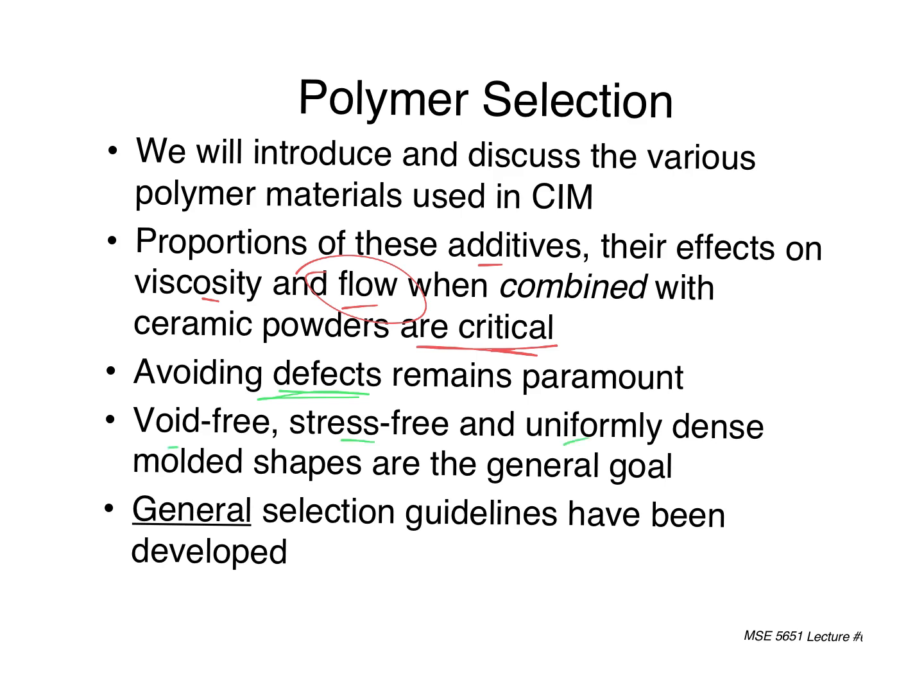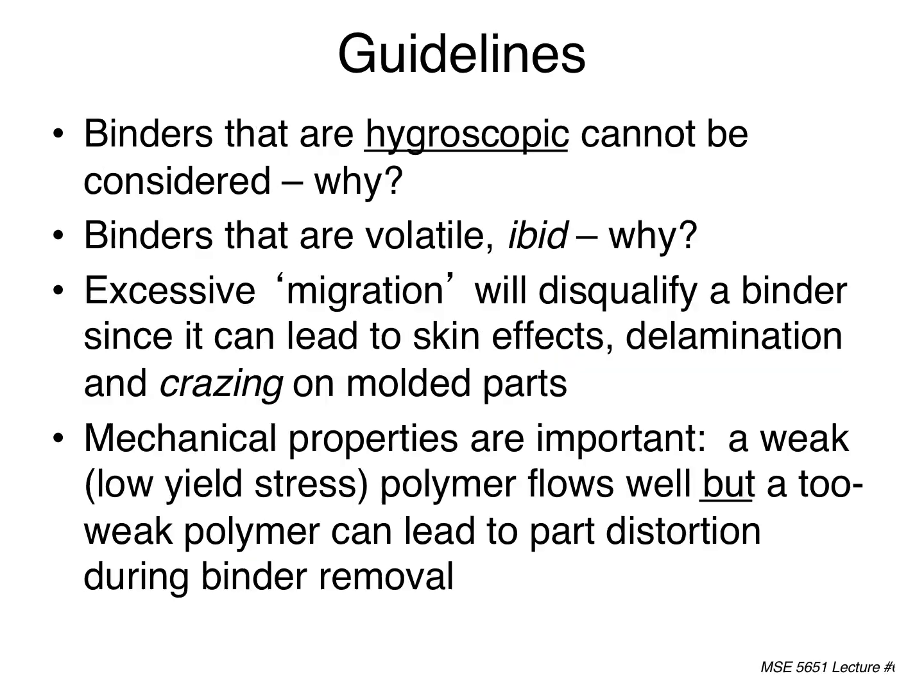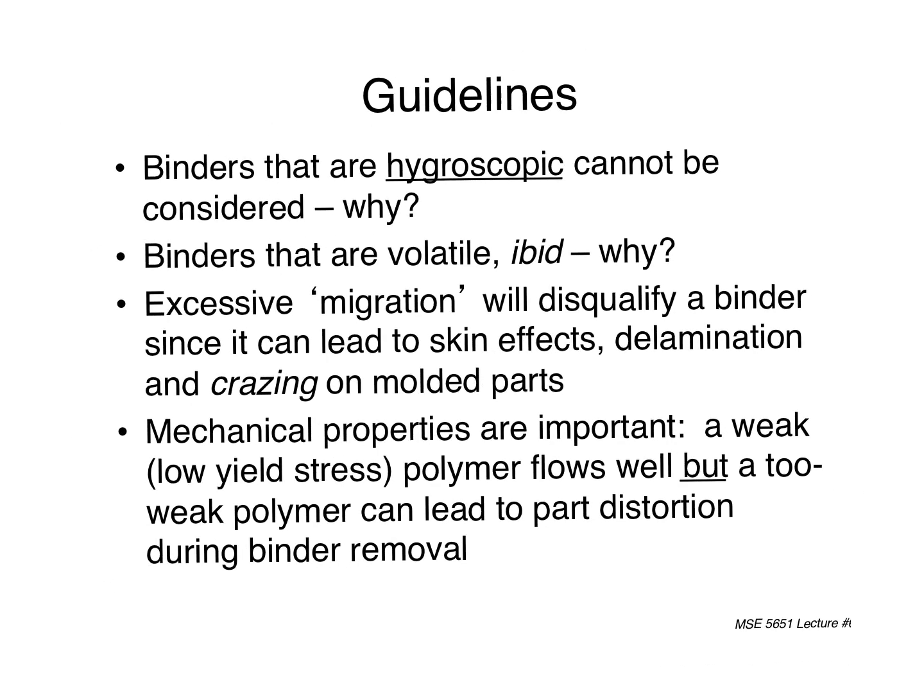Void-free, stress-free, uniformly dense molded shapes are still the ideal goal. And general selection guidelines have been developed, but a lot of it's trial and error involving the process. And so, as you'll see at the end, they work with these ternary diagrams, and those are all painfully determined by trial and error. No one models these systems because they're just too complicated to model. But we do have some general goals here.